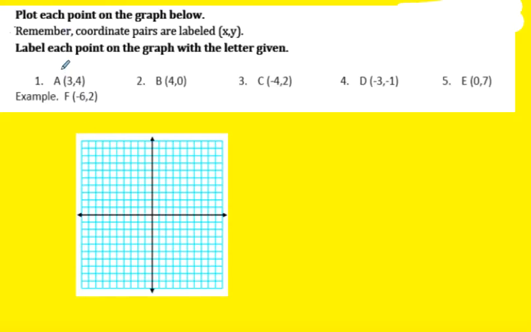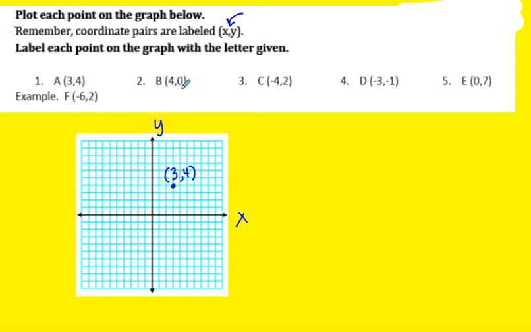All right, so let's look at the examples on your page. It asked us to plot each ordered pair. Now remember, they're always going to be in the form x, y, and x goes left to right, y goes up, down. So 3, 4, I'm going to go over 3, 1, 2, 3, and up 4 on the y, 1, 2, 3, 4. And that right there would be the ordered pair 3, 4.